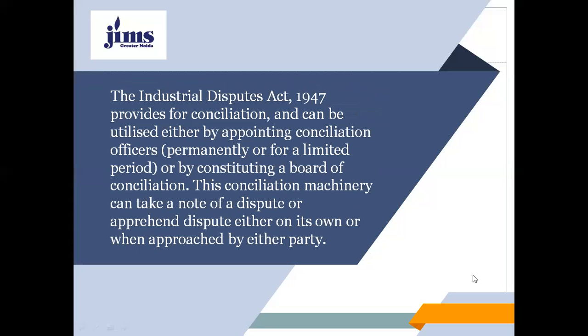The Industrial Disputes Act 1947 provides for conciliation, and it can be utilized either by appointing conciliation officers. These conciliation officers may be appointed permanently or for a limited period. The appropriate government has to decide whether they require permanent conciliation officers or conciliation officers for a limited period, or by constituting a board of conciliation. Sometimes the government may feel that there is a need for boards of conciliation also, and they can constitute that board of conciliation.